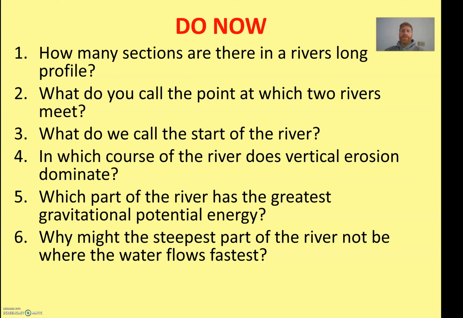How many sections are there in a river's long profile? There are 3: the upper course, the middle course, the lower course. For question 2, what do you call the point at which 2 rivers meet? The point at which 2 rivers meet is the confluence. If you remember the demonstration we did in class, where 2 students were demonstrating, we said the confluence is basically the armpit. If the arm was one river, and the body was another river, the point at which they meet is the confluence. So confluence.